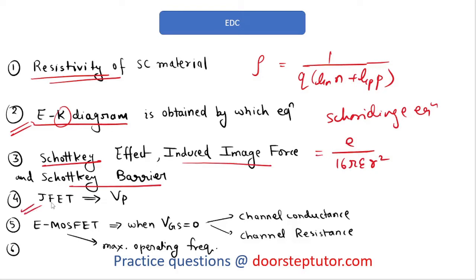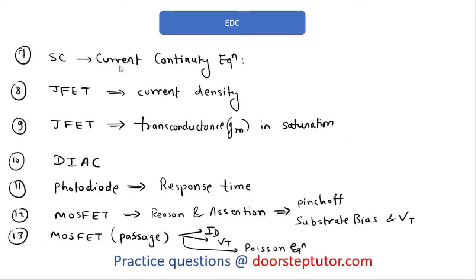There was a question based on JFET, and it asked the formula for pinch off voltage, and there were a few questions based on E MOSFET, that is enhancement MOSFET. They had asked when VGS is 0, what will be the channel conductance and what will be the channel resistance. They had also asked the operating frequency formula for the E MOSFET. There was some question related to the current continuity equation, where we had to identify the correct equation. In JFET, they had asked the formula for current density, and the formula for transconductance in saturation region.